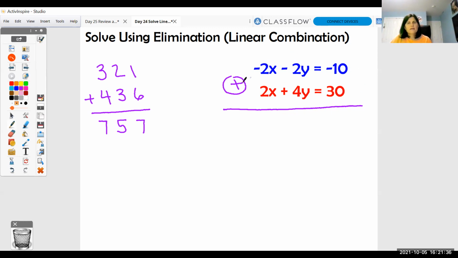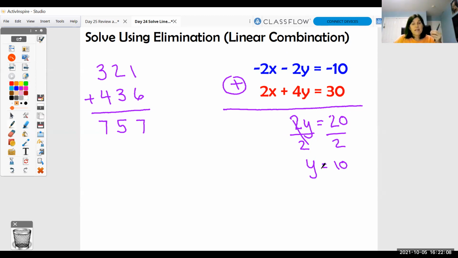We have negative 2x plus 2x. There's 0 x's, so we don't have any x's. And I have negative 2y plus 4y is going to give me 2y. And negative 10 plus 30, and please use your calculators if you need to, is 20. Now I just have to solve for y by dividing by 2. And I end up with y equals 10. Now I know that this has one solution and I have the y value.